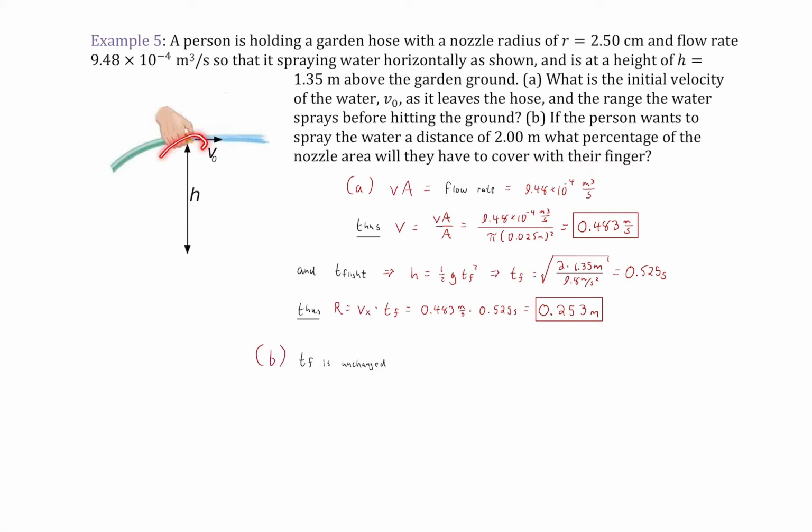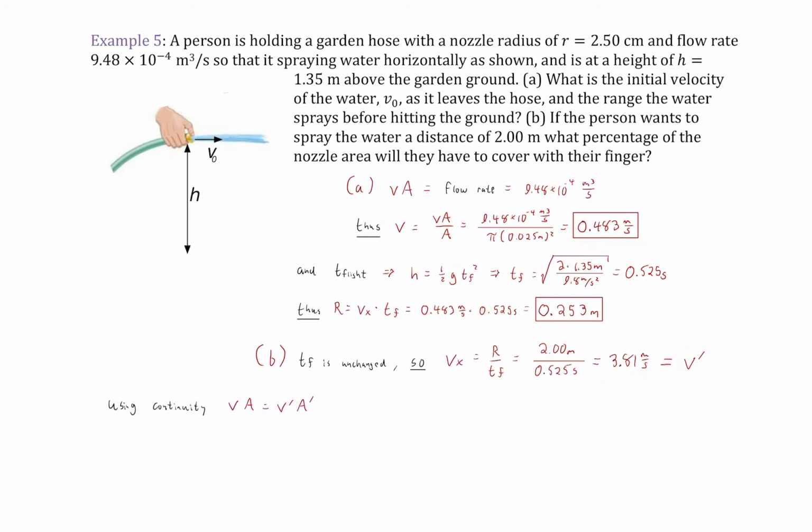So here the projectile motion part's the same. I'm going to work backwards from projectile motion. Time of flight is definitely the same because it's the same height. That's projectile motion for you. So if I want a range of 2 meters, I'm going to need a certain initial horizontal velocity. I'm going to need 3.81 meters per second, significantly faster than 0.483 meters per second. That's going to be what I call V prime.